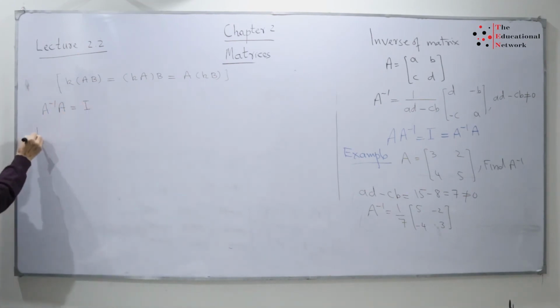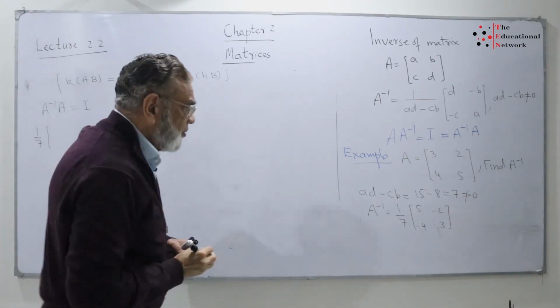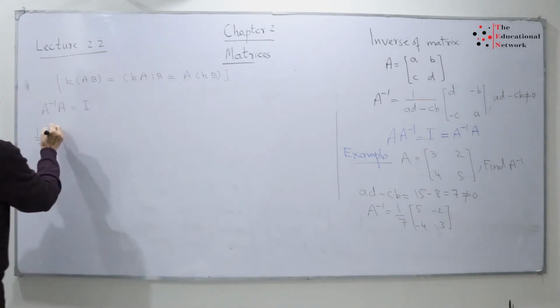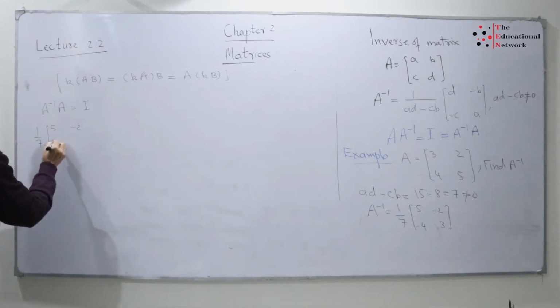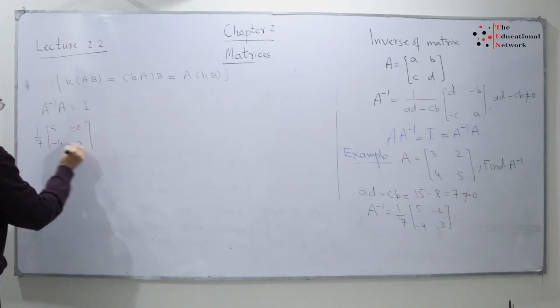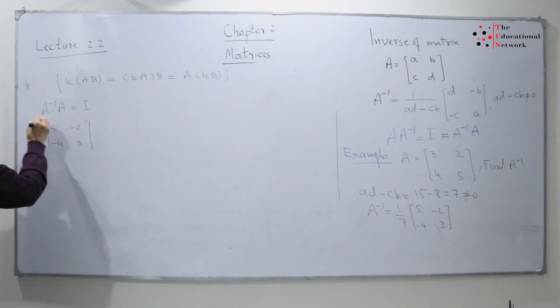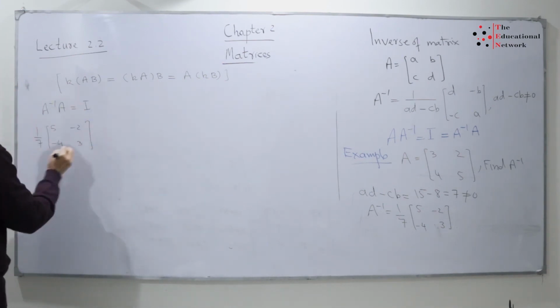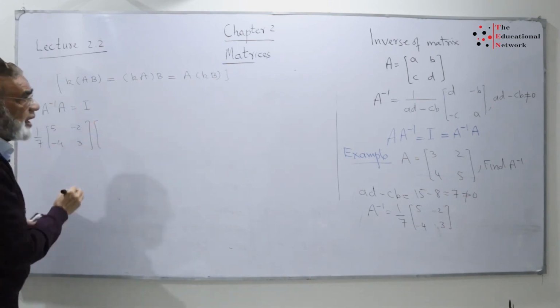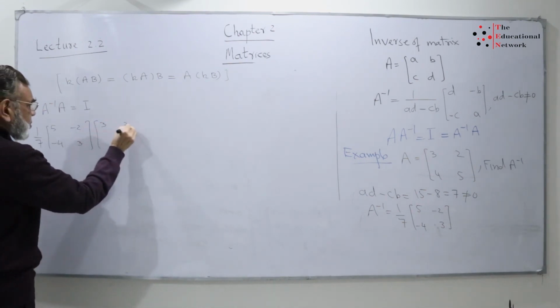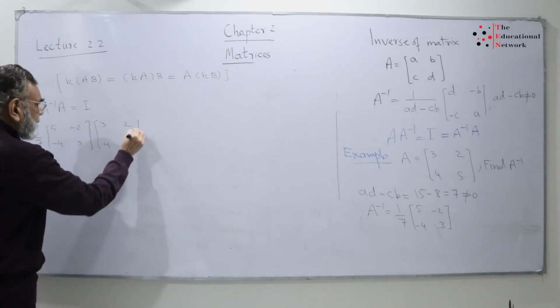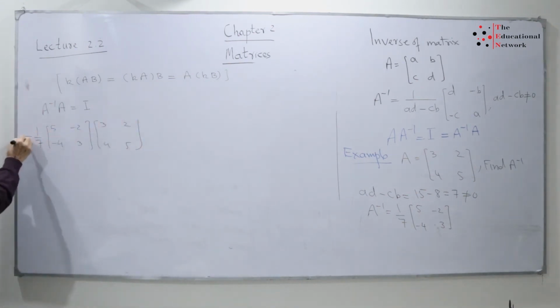So my A inverse is 1 upon 7, and this A inverse is 5, minus 2, and then minus 4 and 3. And we multiply here, this is my A inverse. I'm writing this as is into A. My A is 3, 2, 4, 5. So I'm writing here this is my A inverse.